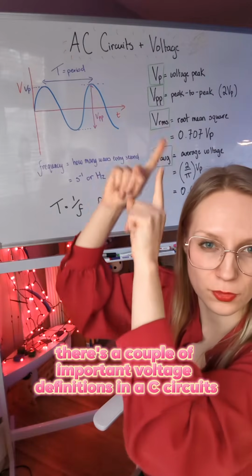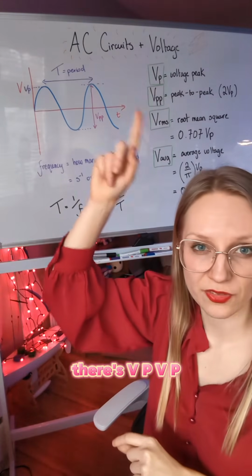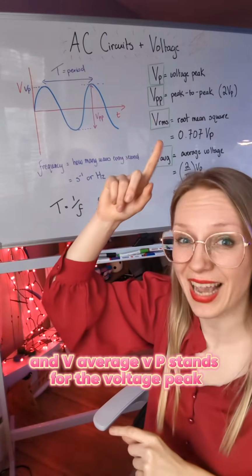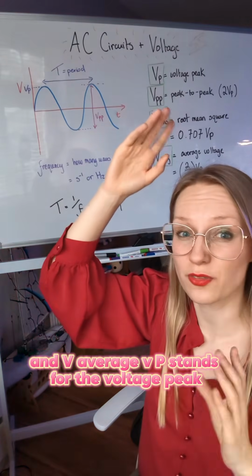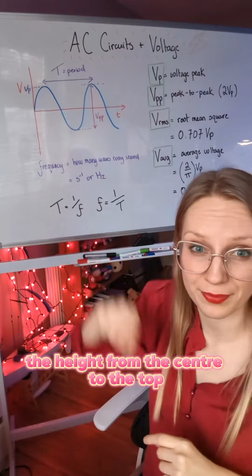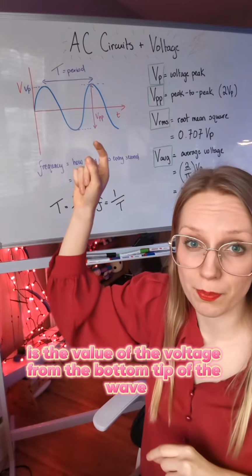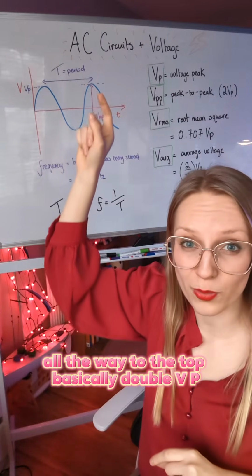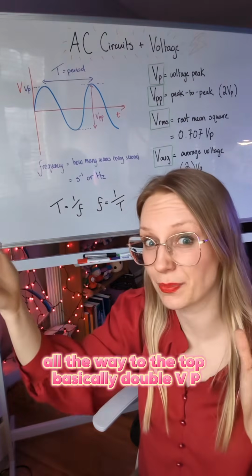There's a couple of important voltage definitions in AC circuits. There's VP, VPP, VRMS, and V-average. VP stands for the voltage peak, which is basically the amplitude of the wave, the height from the center to the top. VPP is the value of the voltage from the bottom tip of the wave all the way to the top. Basically double VP.